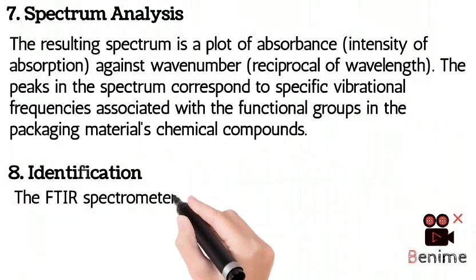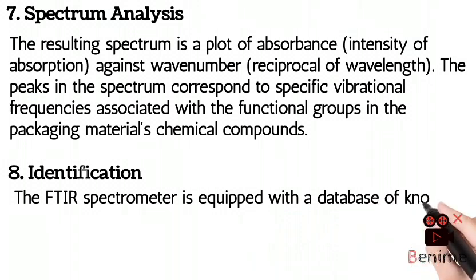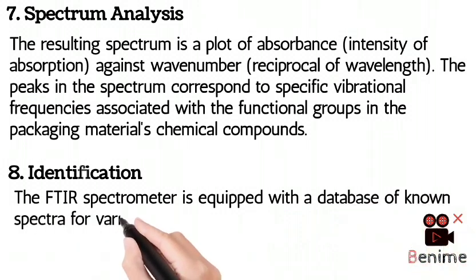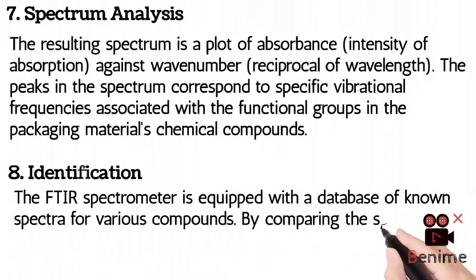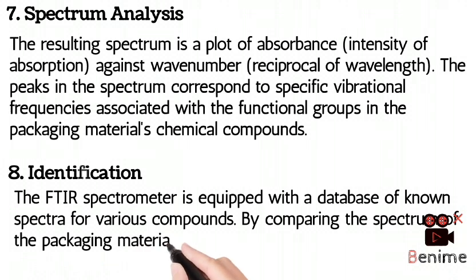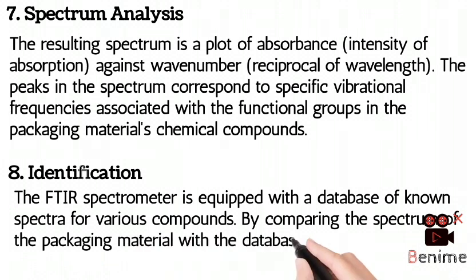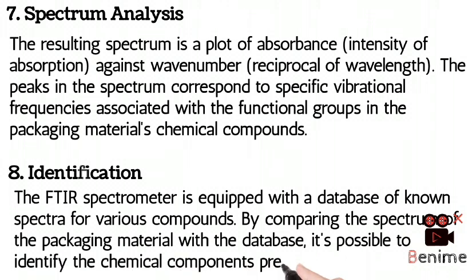Identification. The FTIR spectrometer is equipped with a database of known spectra for various compounds. By comparing the spectrum of the packaging material with the database, it's possible to identify the chemical components present in the material.